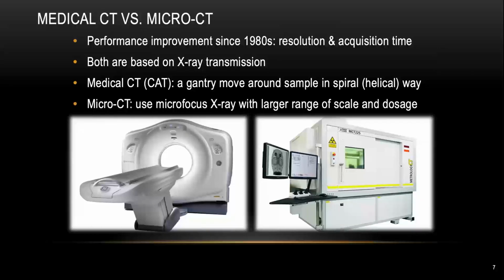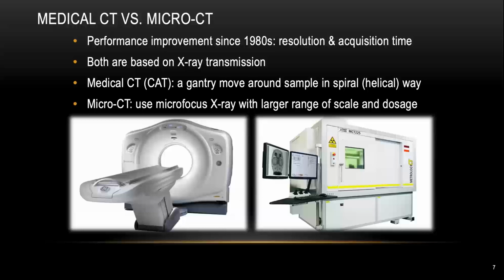Both medical CT and microCT are very much based on X-ray transmission, so you need to make sure your X-ray can transmit through your sample. But the main difference is the way we capture the data. For microCT, we need to rotate the sample 360 degrees. But for medical CT, it's very unlikely you're going to rotate the sample, which is the patient.